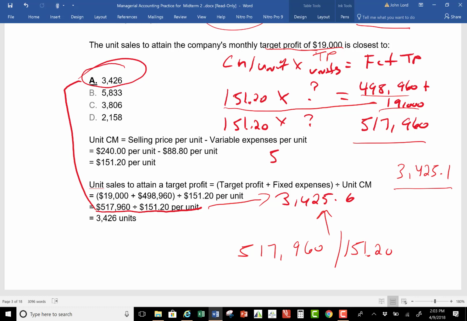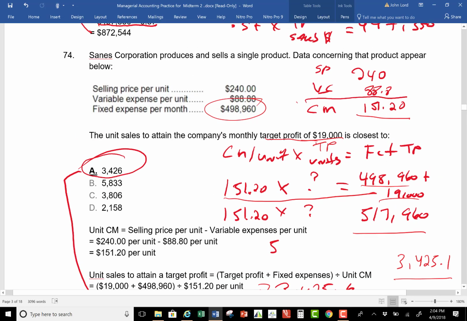Yeah. Well, that's not number of units, that's your contribution margin. We got it by taking 240 minus 88.80, which gave us 151.20. There was no rounding there. If you round that, you're really going to start hurting. Don't round that, because that's an exact penny amount.